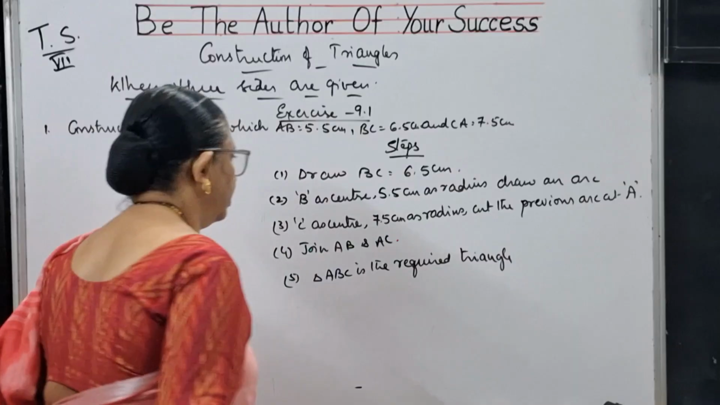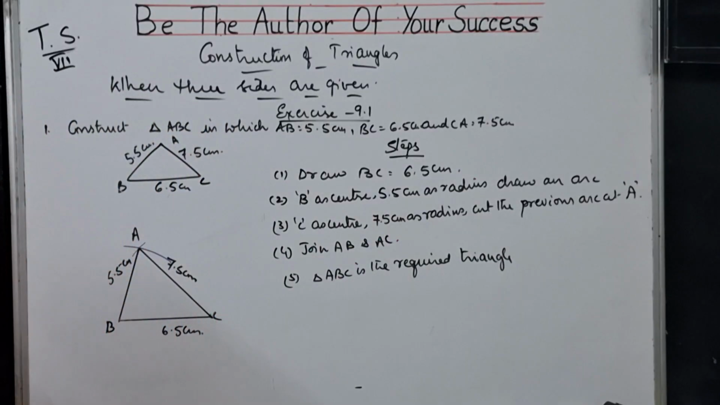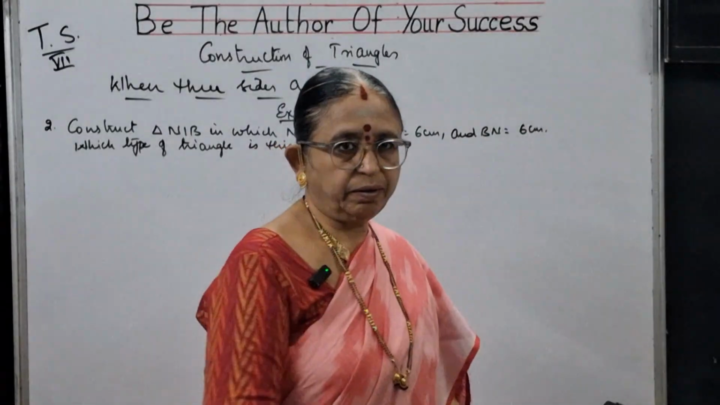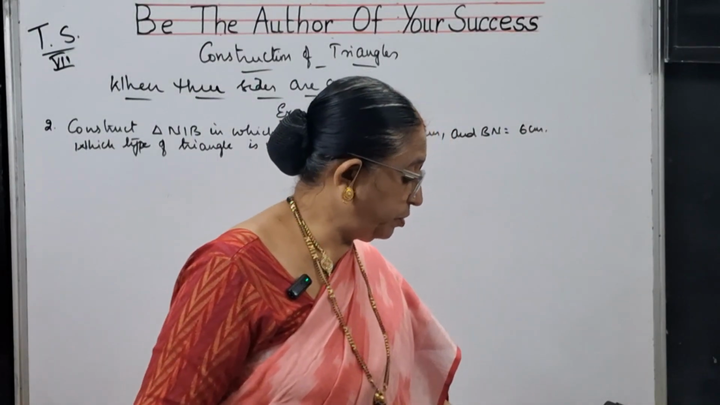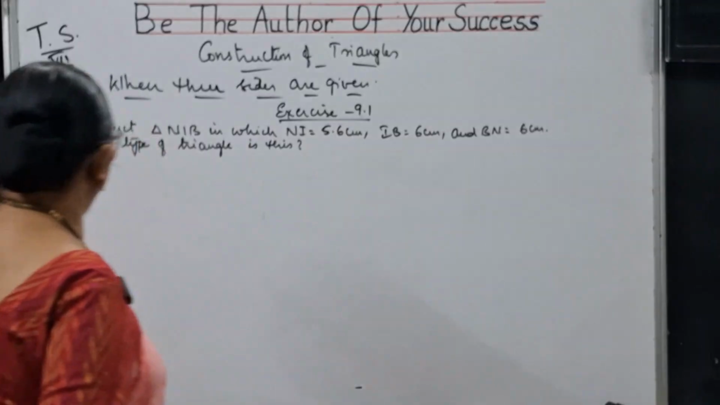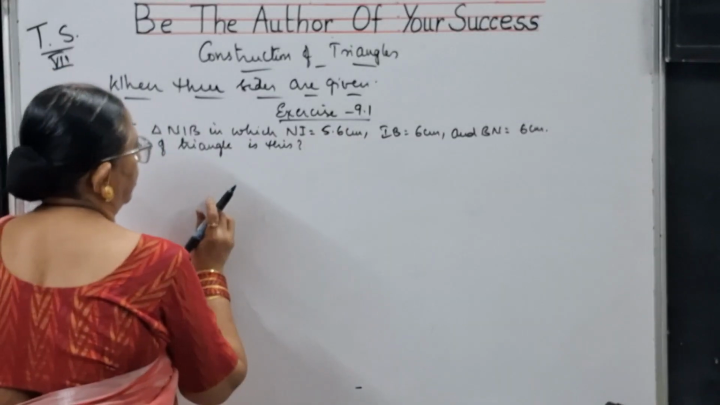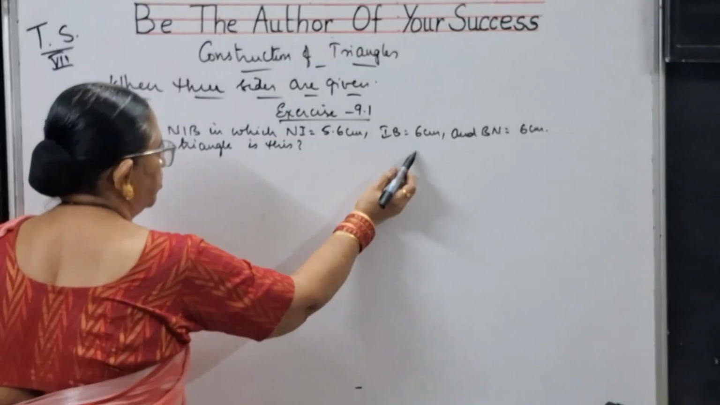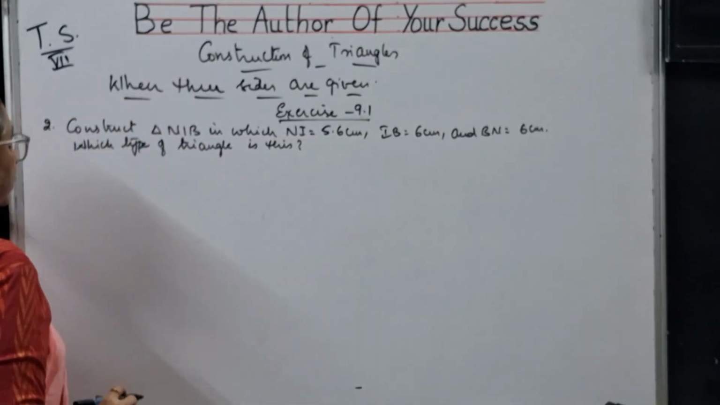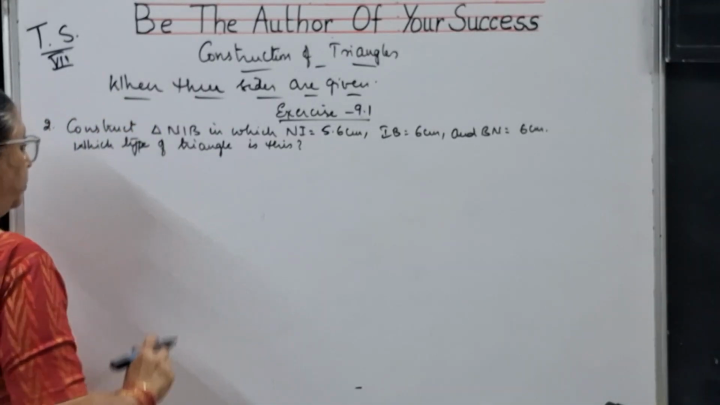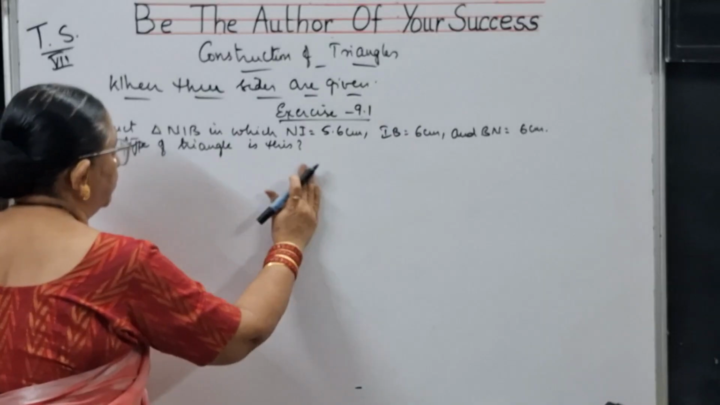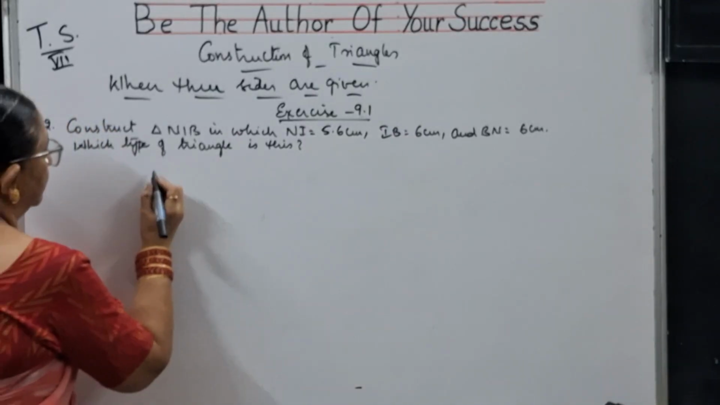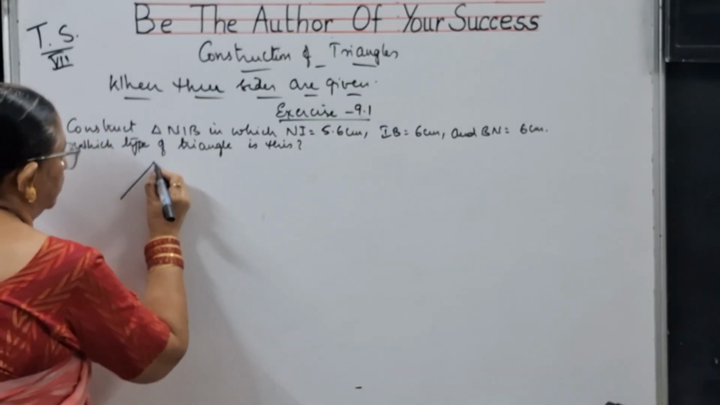First problem, please note it down. This is 9.1 first bit, first problem. Now the second problem, children. Construct triangle NIB in which NI is 5.6, IB is 6 centimeters, BN is 6 centimeters. After doing the construction, they are asking which type of construction this is. So let us draw a rough diagram.